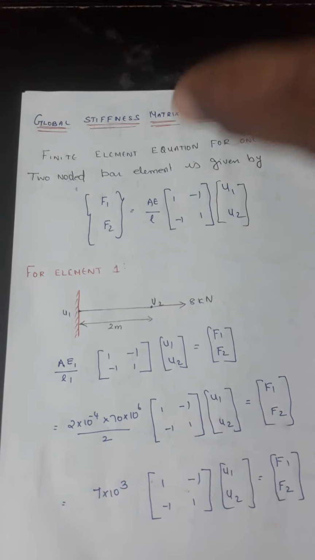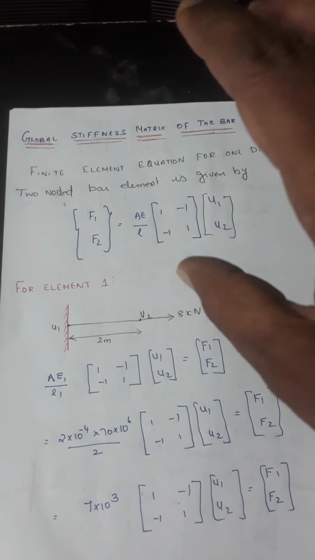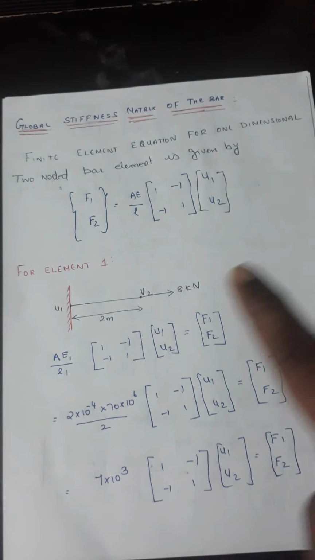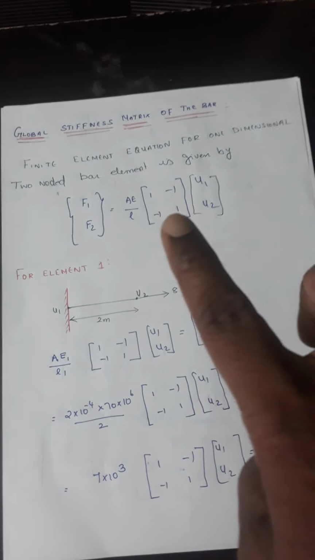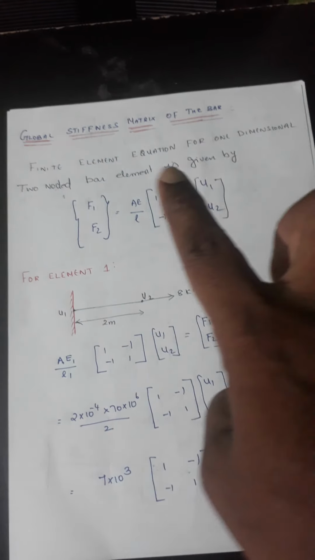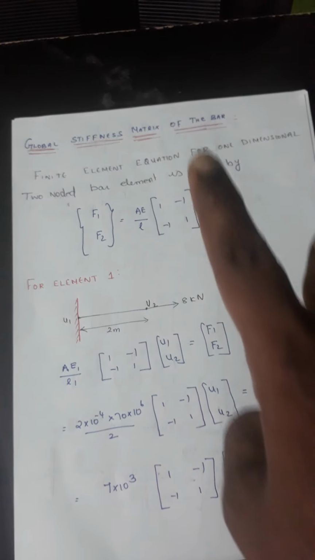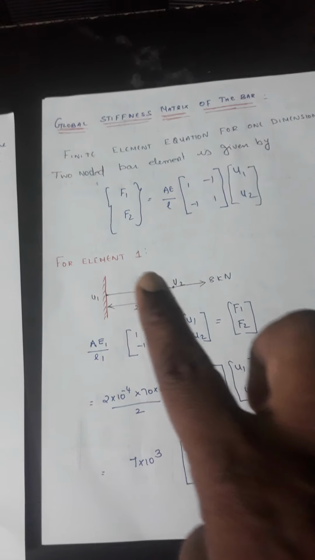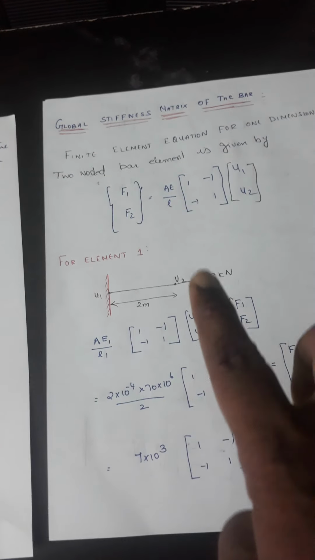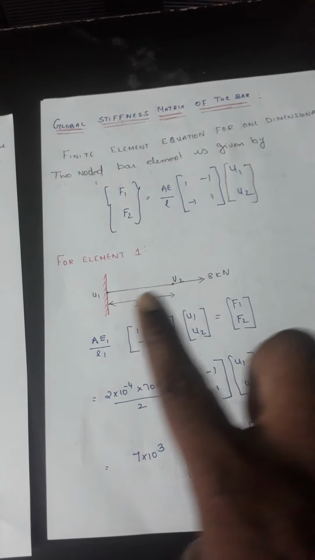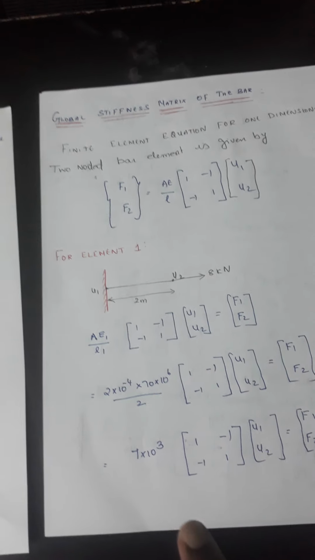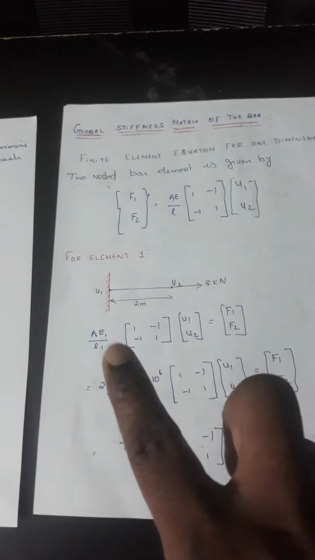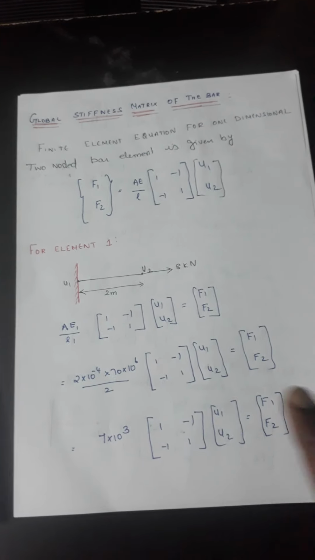First of all you apply the finite element equation in each and every element, that is what I have written here: F is equal to K into U. This K is the stiffness matrix, AE by L times [1, -1; -1, 1], with the displacement matrix and force matrix. For the first element, one end is fixed, U1 and U2 are the nodes, and 8 kilonewton is acting. Applying the values of A, E and L, I got these equations.